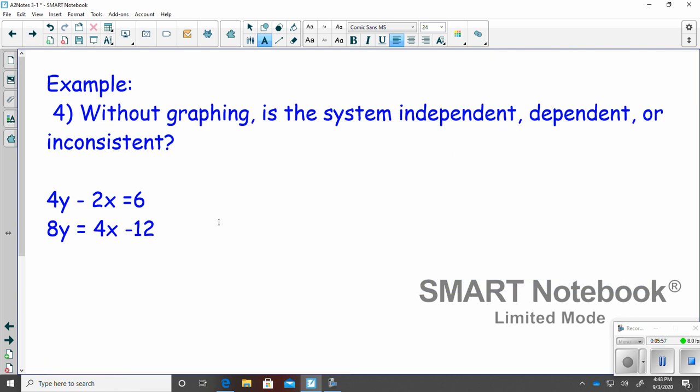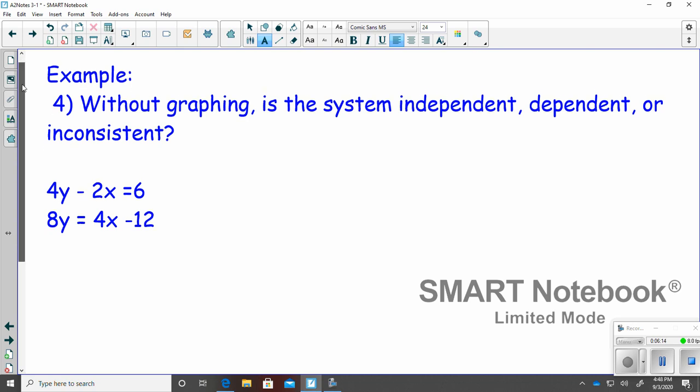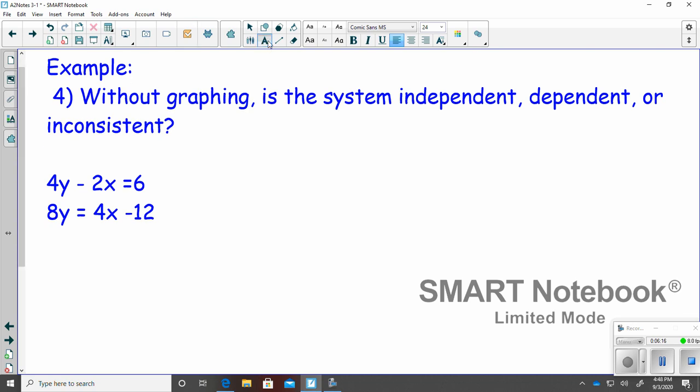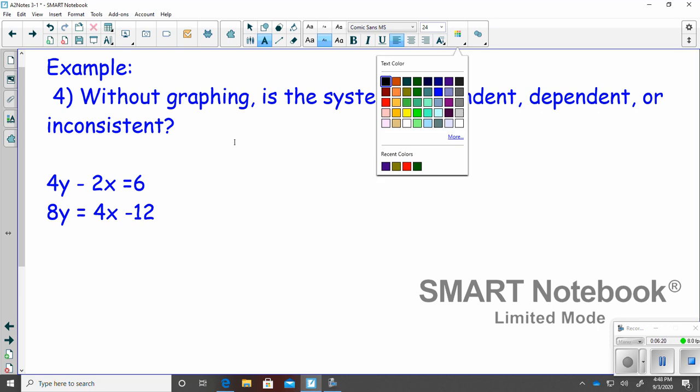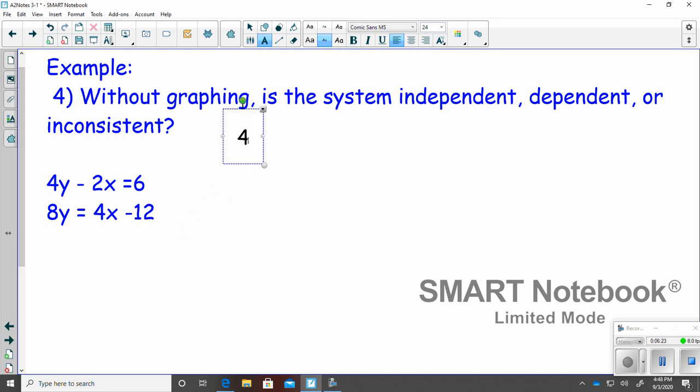Okay, example 4. Without graphing, is the system independent, dependent, or inconsistent? Again, just review. Independent means there's one solution, dependent means there's all kinds, and inconsistent means there's no solution. And so without graphing, what we're basically going to do is take the equations, put them in the right form, graphing form, and then compare their slopes and make the call.